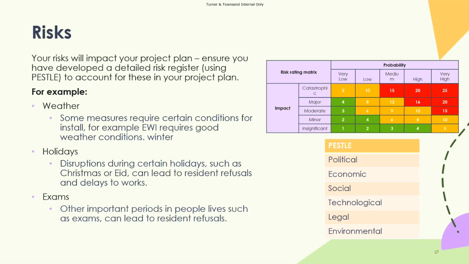So example of some of these risks that you might encounter are things like weather. So some measures require certain conditions for you to be able to install them. So if you're carrying out EWI works, doing EWI works will not be great to do during the winter because you're having to dig the trenches for EWI to happen underground, so the ground will be quite hard and solid. But then you've also got increased things like rainfall, so again it'll make digging the trenches really difficult, and installing the materials also really difficult.